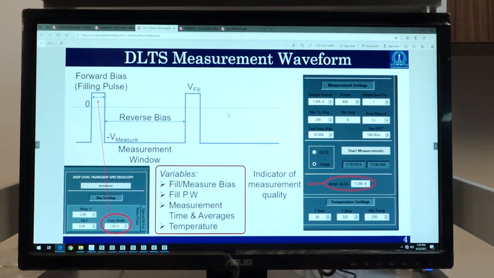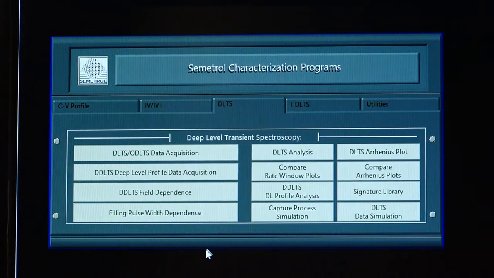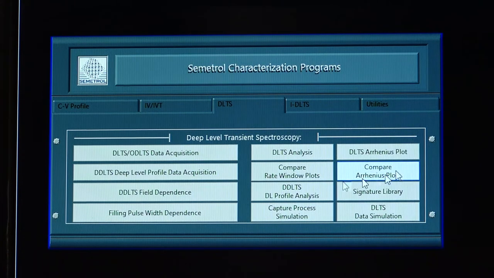So now that we understand these four important variables governing the DLTS measurement, let us go to the DLTS measurement module. With this basic understanding, let us go towards acquiring actual measurement data. The first step is to select this DLTS tab. Inside the DLTS tab, we have all the acquisition tabs on the left and all the analysis and simulation tabs to the right. So let's start with this DLTS data acquisition tab.